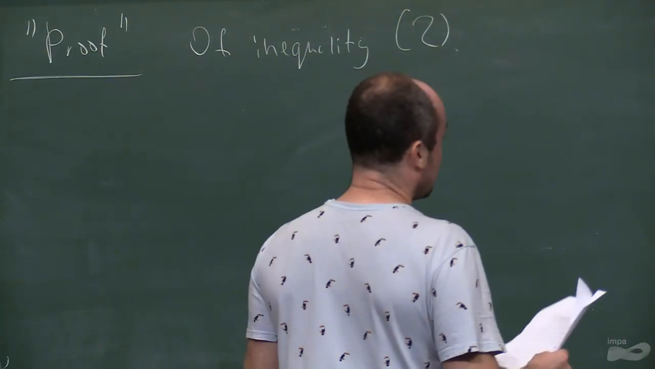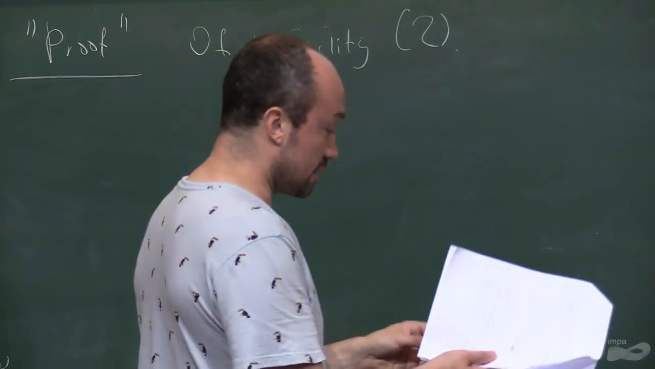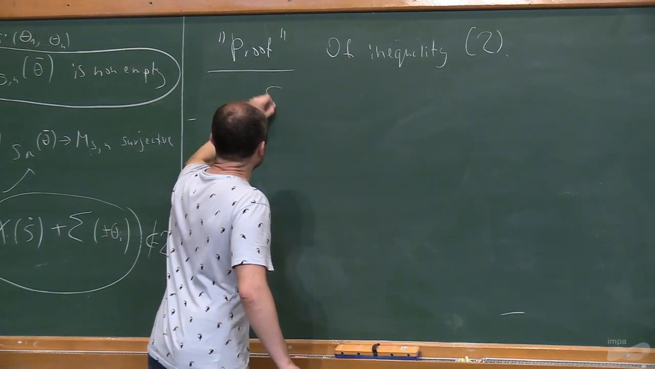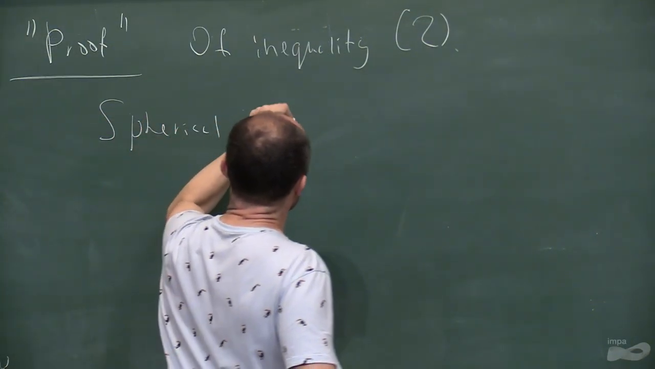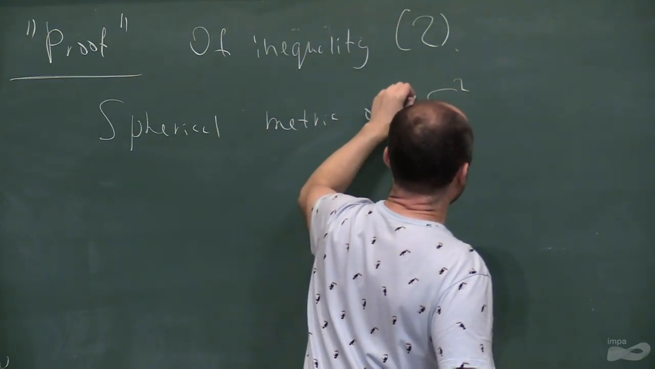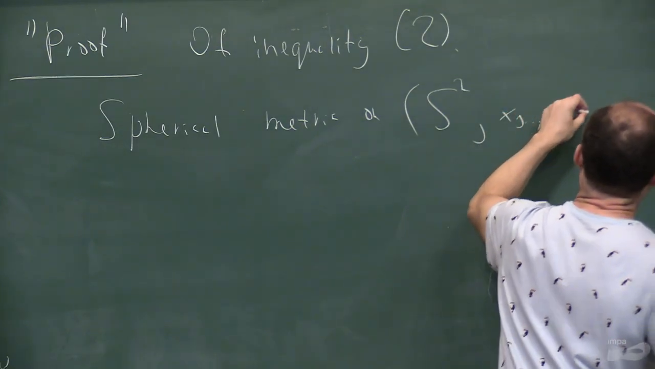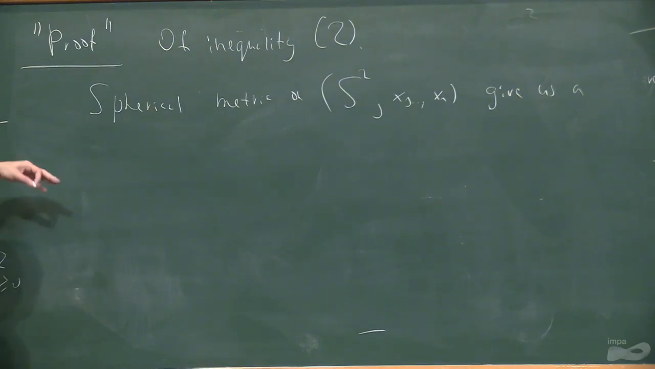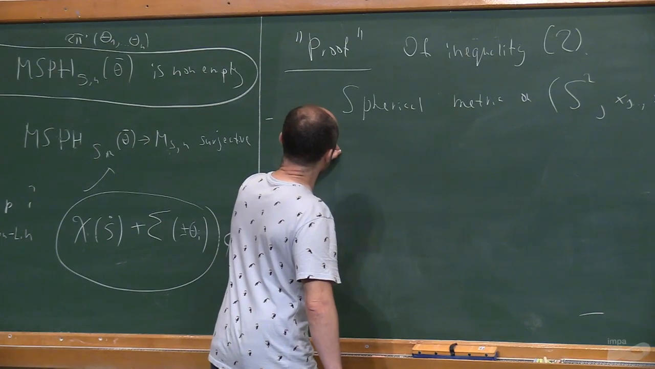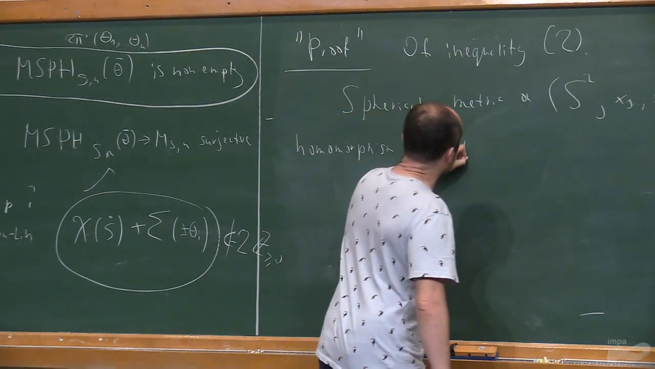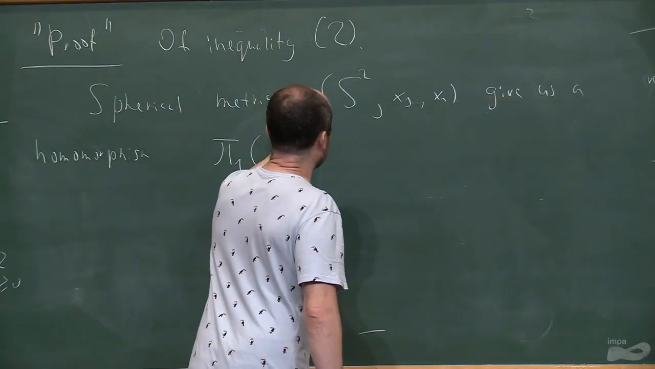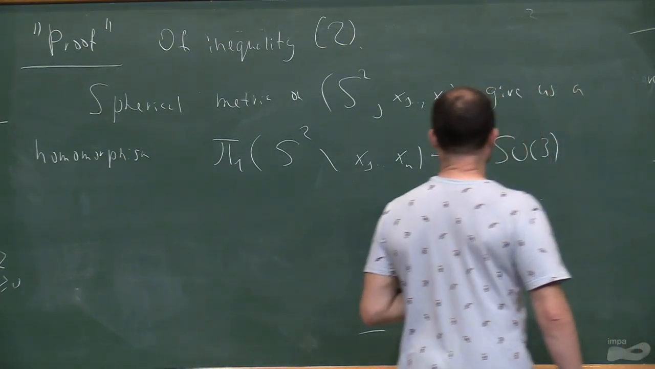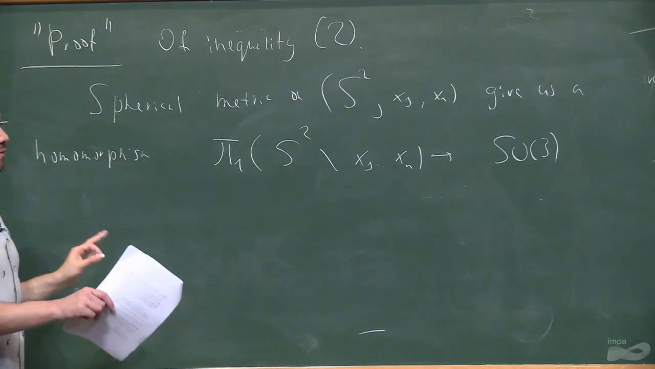Now there is an important notion which I haven't yet discussed. Namely, whenever you have a spherical metric on any surface, but in particular on S2, it gives us a monodromy map, a homomorphism of the fundamental group, from pi 1 of the complement of these points to SO3.